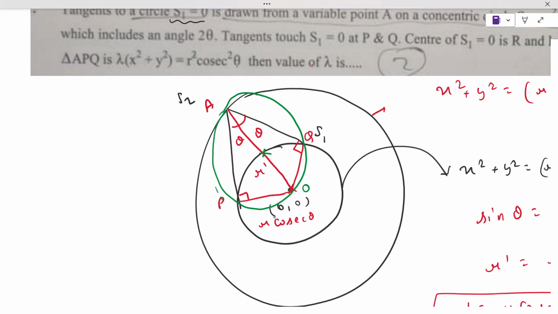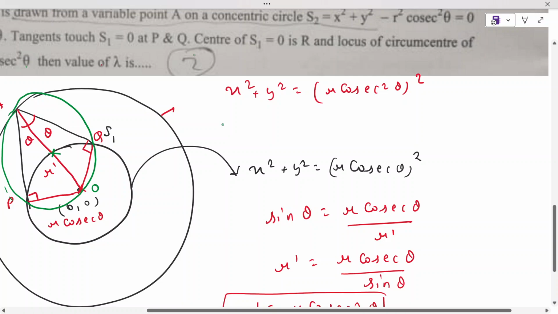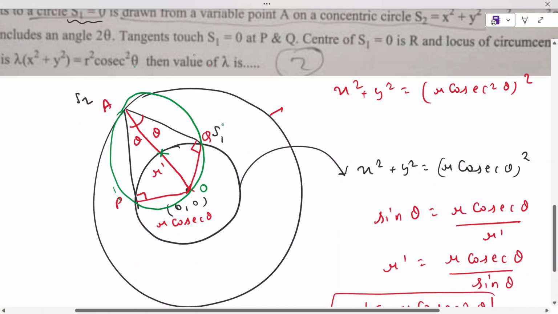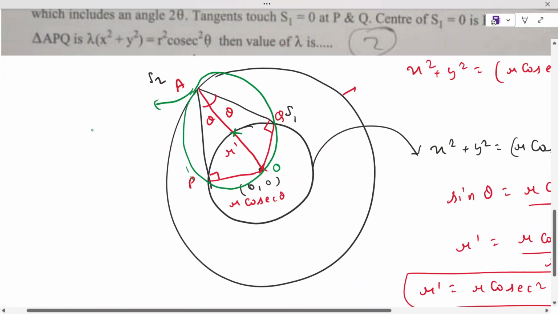So first the origin one, and as far as the second one is concerned, I can find the locus of the circumcenter. The radius is simply r cosec square theta; I have to consider theta as constant, of course. Let's say this is r dash for a while. Any point on this circle I can write as (r dash cos phi, r dash sin phi). Phi is the parameter, and theta is constant.